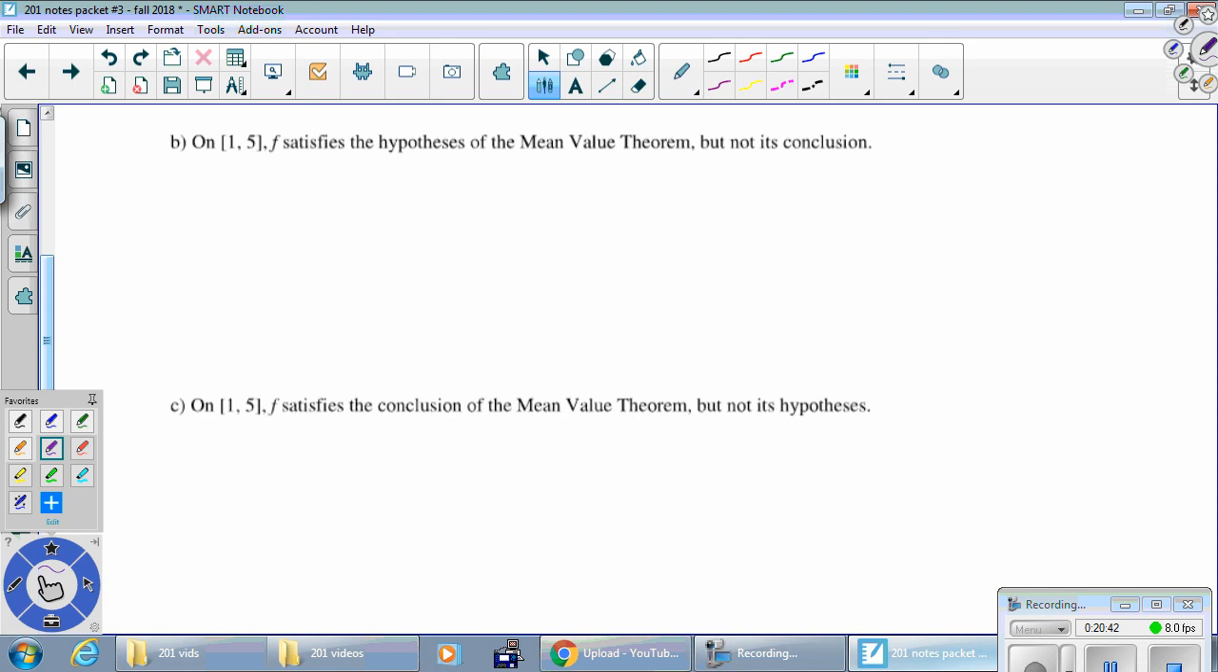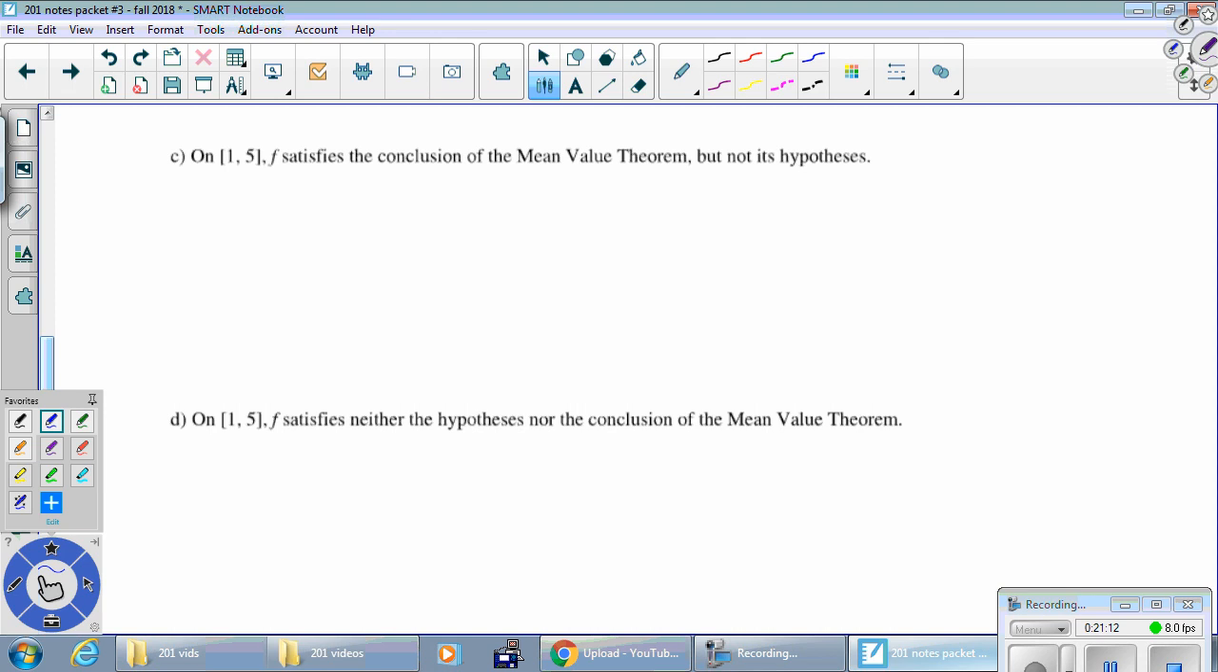Okay, we want a function that satisfies the hypotheses, but not its conclusion. This is simply not possible. As soon as you satisfy the hypothesis of the mean value theorem, you automatically satisfy the conclusion. Again, the mean value theorem is a promise. If you deliver a function that satisfies the hypotheses, the mean value theorem promises that the function will automatically satisfy the conclusion. You can't have the hypothesis satisfied and not the conclusion.